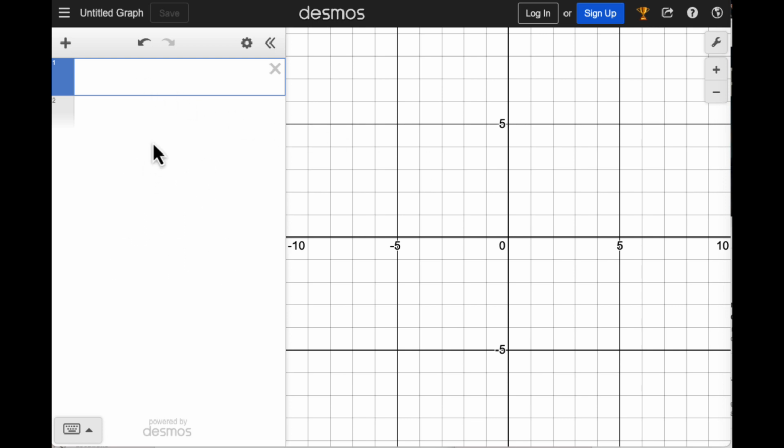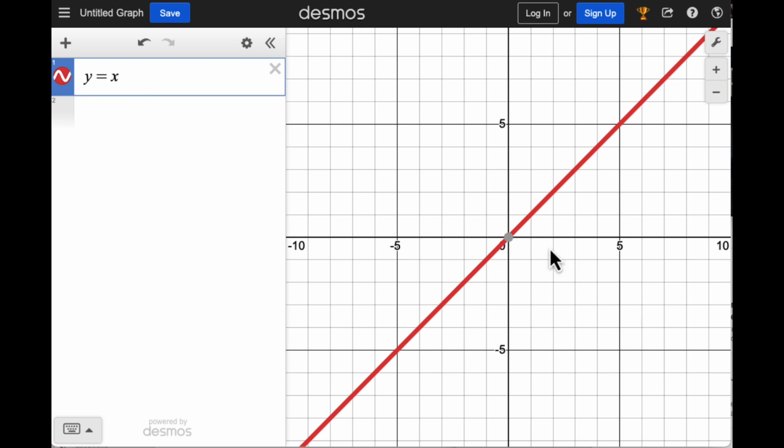Start by creating a Desmos window. You may want to log in. Graph y equals x, which is a line that crosses the origin and has a slope of 1. The reason for this graph is that functions and their inverses are mirror images of each other across the line y equals x. Now we're ready.